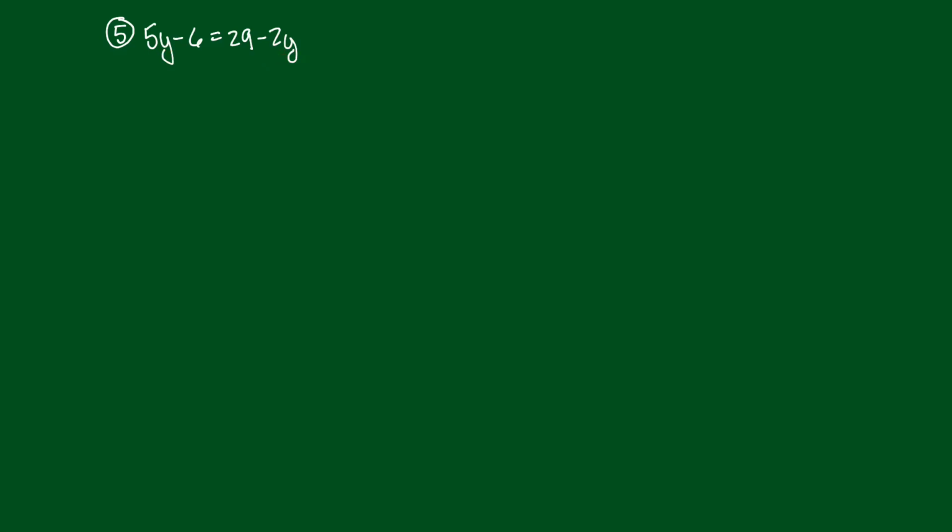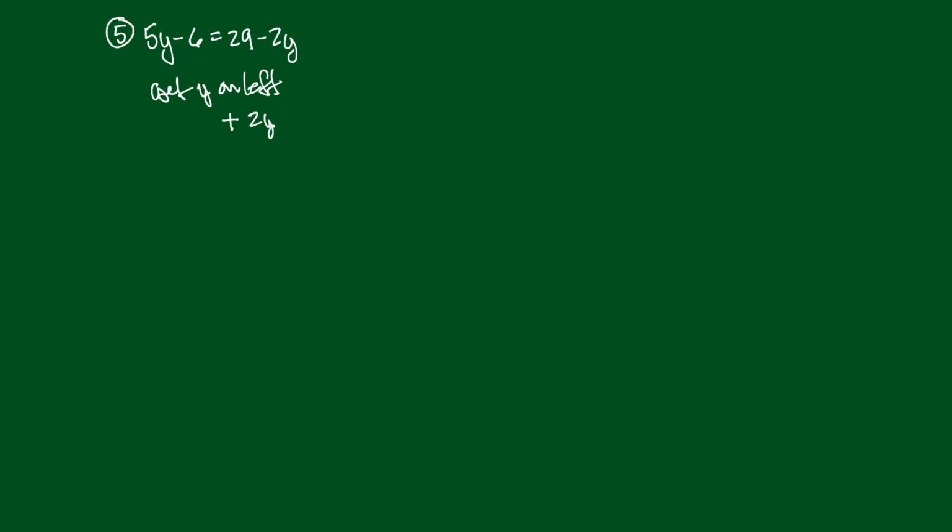So I've got more on the left. So I'm going to get the y's on the left side. That's just my choice. To get y's on the left side, we need to get rid of these. Now this is minus 2y, so I'm going to eliminate that. I'm going to add 2y. So add 2y to each side.